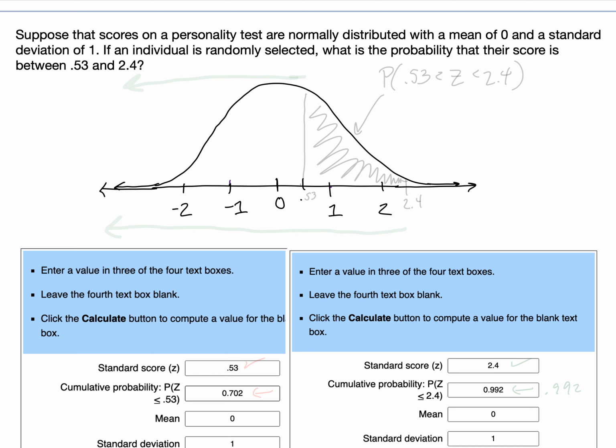So here's our 0.53 and 2.4, so about here is 2.4. So we're looking for the probability that our data value, that the score on this personality test, falls within this range. This is the probability that 0.53 is less than z, which is less than 2.4. So if we're able to always find the probability that a value is less than a particular number, how could we find the probability that we are between two values?